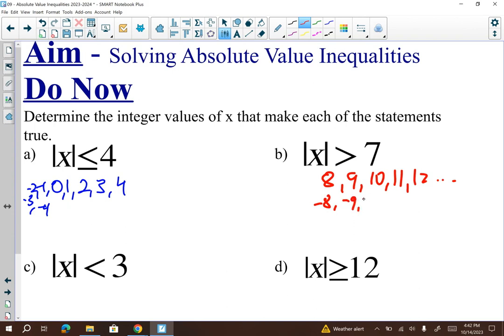And then -9, -10, -11, and -12, and so on, up to -infinity would work, because the absolute value of -24 is 24, which is greater than 7. So we're looking at all the integers, or all the numbers, greater than 7 and less than -7.